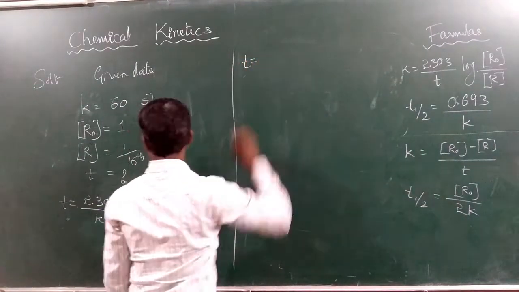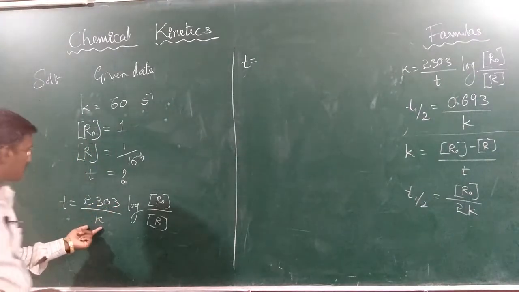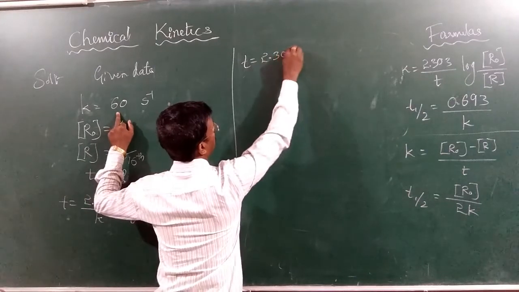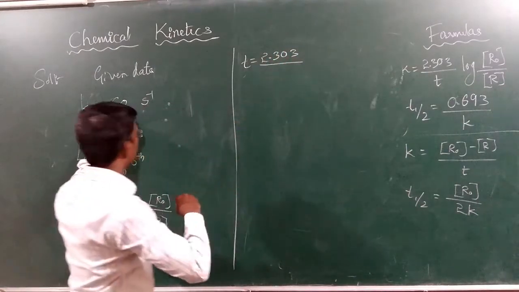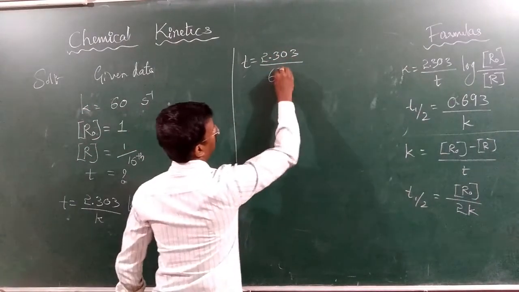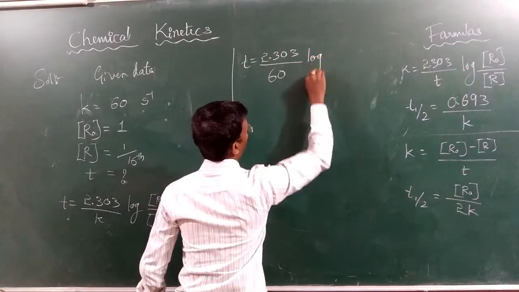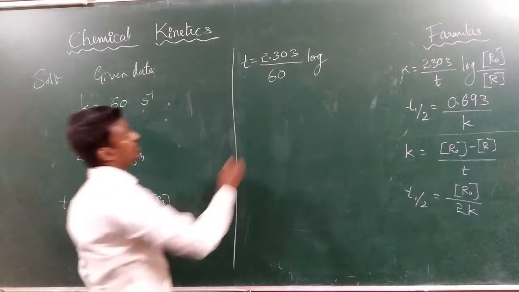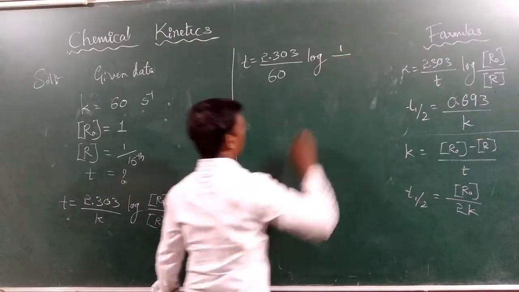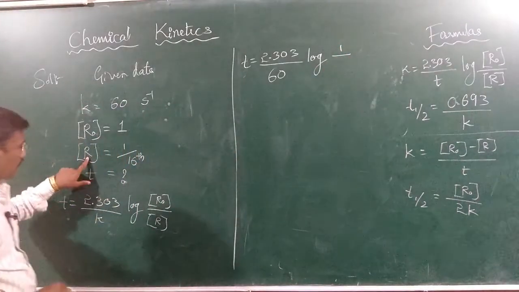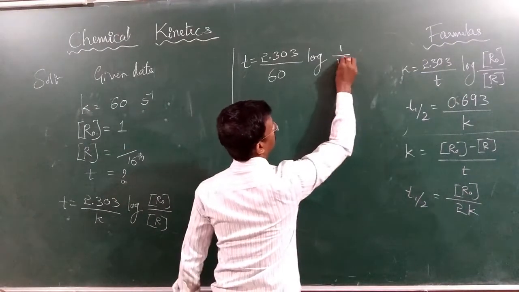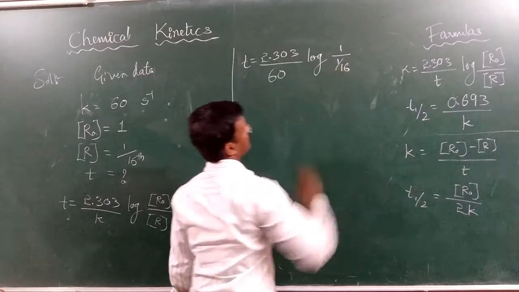Okay. T is equal to 2.303 divided by K. K is nothing but 60. So 2.303 divided by 60, into log R naught, which is nothing but 1, log 1 divided by R, which is nothing but 1 by 16.